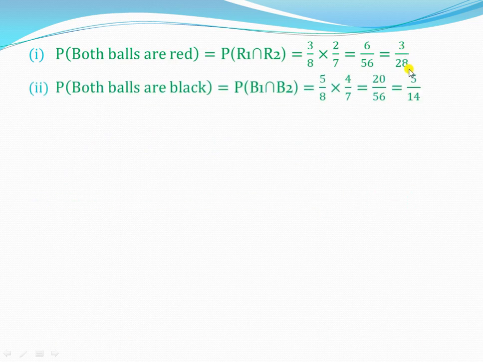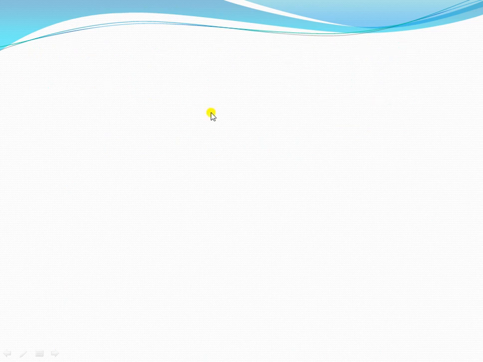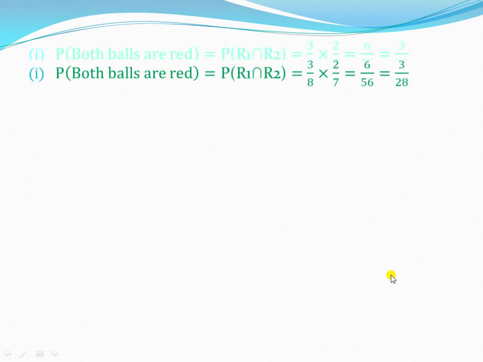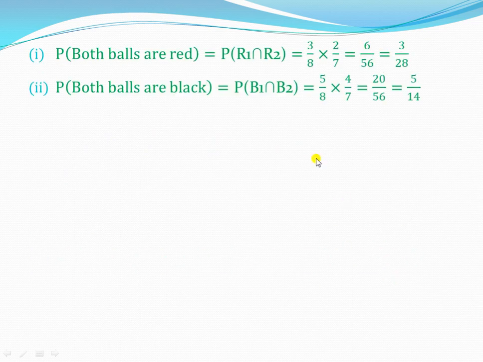Roman 2 wanted both balls being black. Still, when you go back to our probability tree diagram, if you only want black, we shall have black 1 and black 2. So it means we shall have 5 out of 8 and 4 out of 7. That is what we shall have to multiply. So that is how this came about. 5 out of 8 times 4 out of 7 gives us 20 out of 56, and if you reduce it, it gives you 5 out of 14.